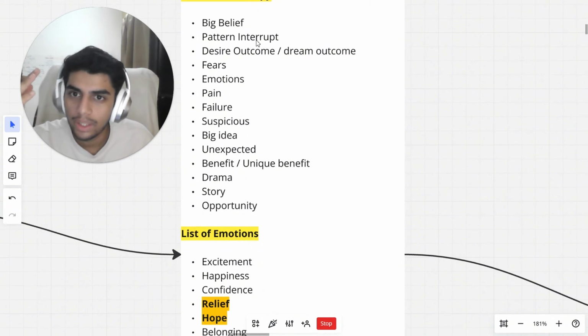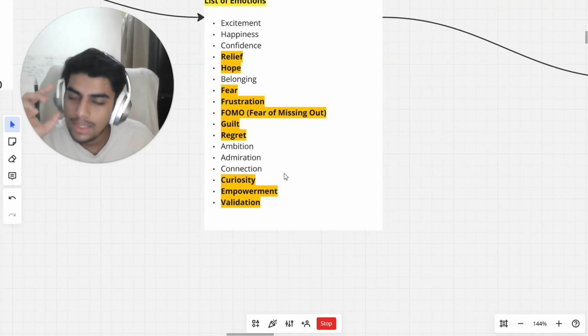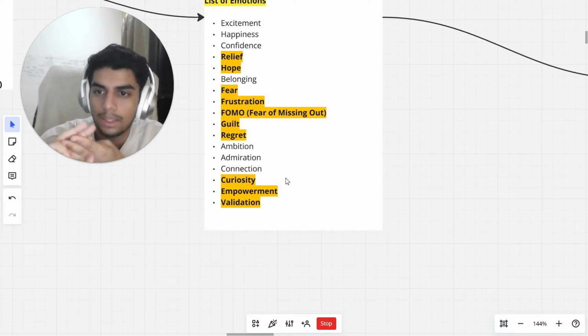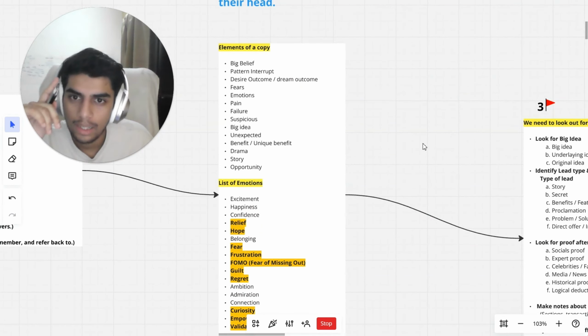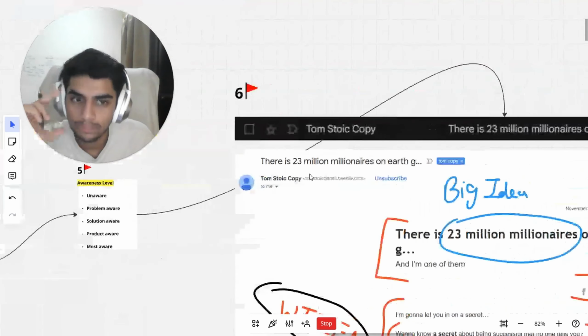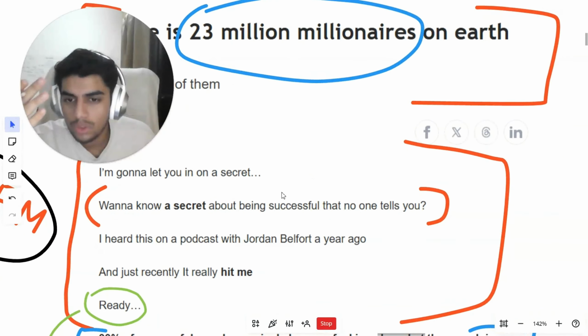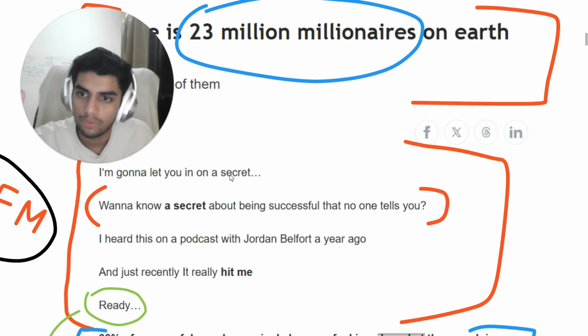Opportunity, a pattern interrupt, and a secret. Again, opportunity and pattern interrupt is what I can see. A secret should bring up your curiosity. These are the three things I'm seeing, and I hope they're very similar to each other: opportunity, pattern interrupt, and curiosity. Whenever you see a secret, it's like a new opportunity for you.